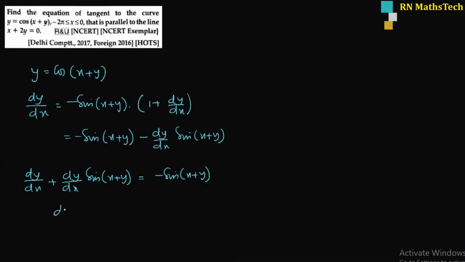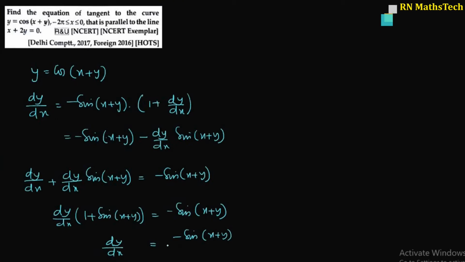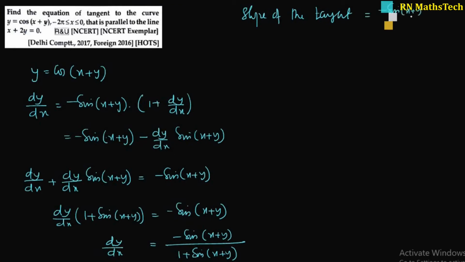So dy/dx into (1 + sin(x + y)) is equal to -sin(x + y), or dy/dx is equal to -sin(x + y) divided by (1 + sin(x + y)). Now that is the slope of the tangent. Slope of the tangent is equal to -sin(x + y) divided by (1 + sin(x + y)).